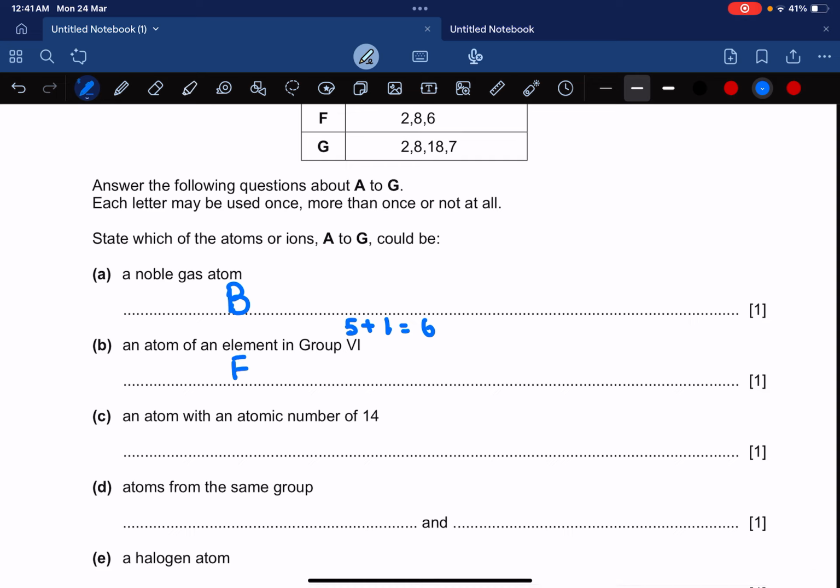Okay, an atom with an atomic number of 14. Atomic number is basically your proton number, and you should know that in an atom the proton number equals the number of electrons. So the proton number and the electron number are equal.